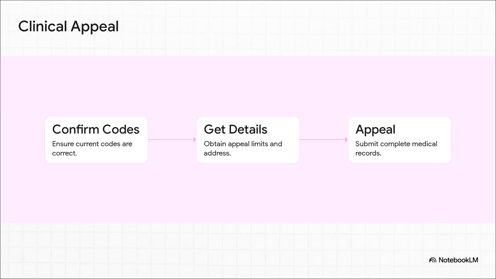And then we have Scenario 3, the clinical appeal. When your coding team confirms the codes are perfectly accurate, but the payer still refuses to pay, you've got to assemble rock-solid medical records. First, strictly verify the appeal limits. Often it's just a 90-day window, and get the exact mailing address. Then, bundle the complete clinical records, the denial letter, and the original claim to forcefully prove medical necessity.